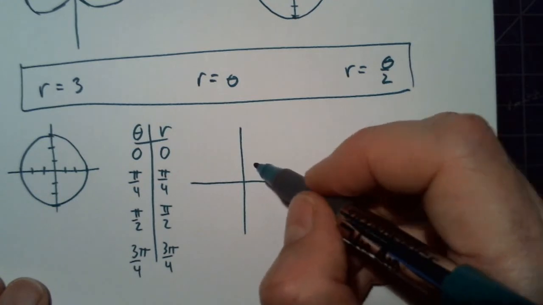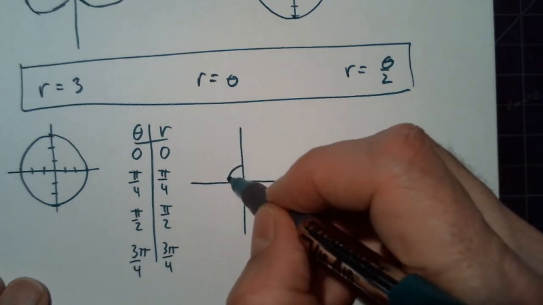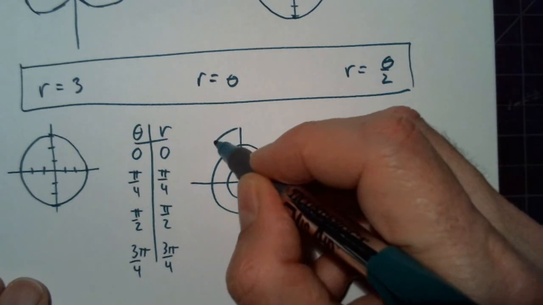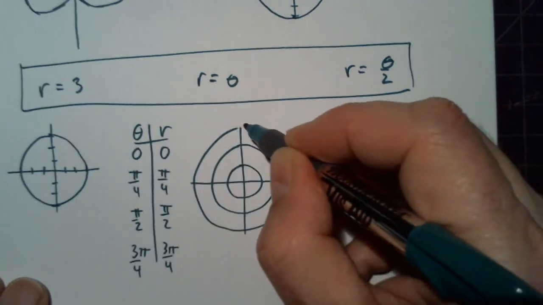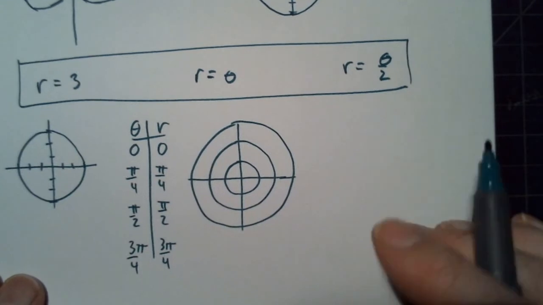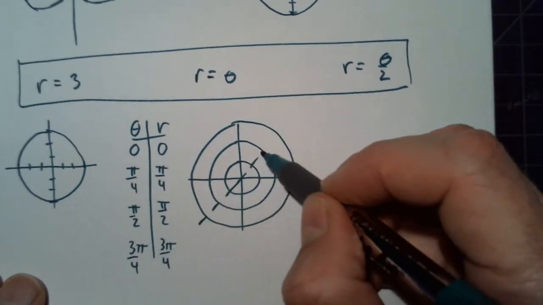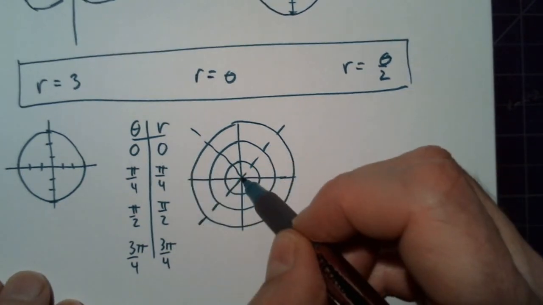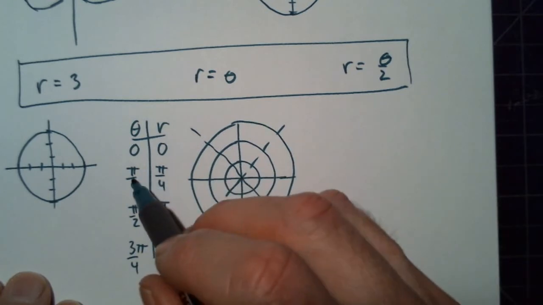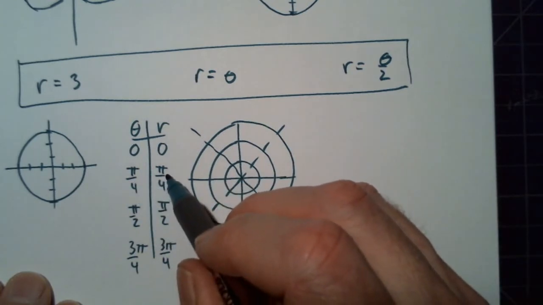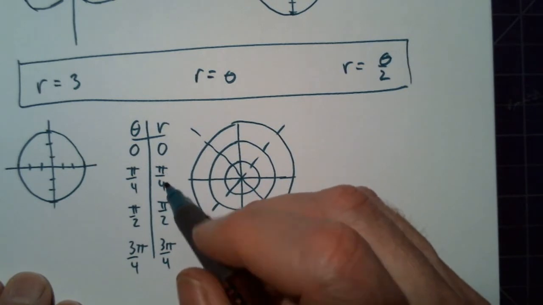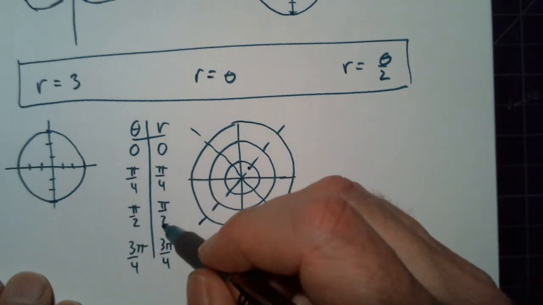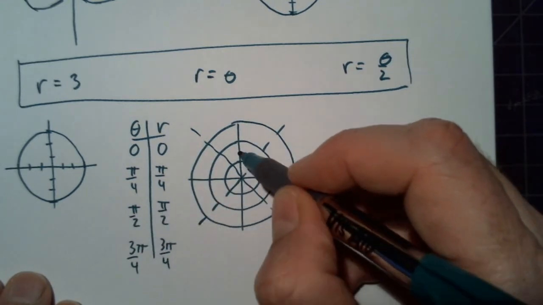All right, let's go to 3. And we're looking at pi over 4. All right, at 0, we have a radius of 0. At pi over 4, we're going to go a radius of pi over 4, but let's estimate that to be 3 over 4. So at pi over 4, we're at 3 over 4. At pi over 2, we're at 3 over 2. Well, there's 1. There's 1.5.